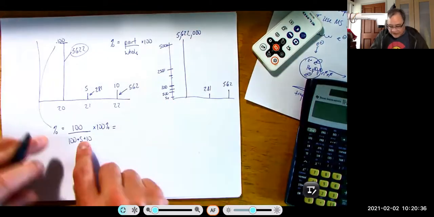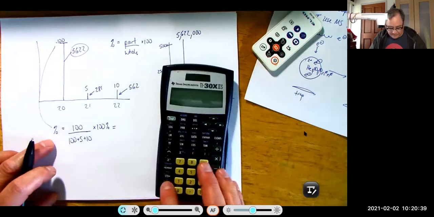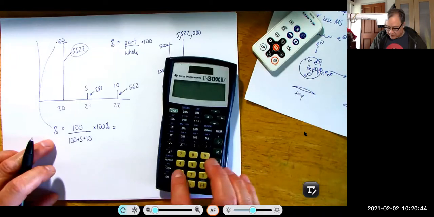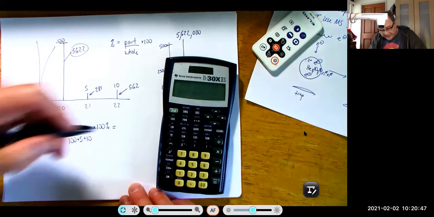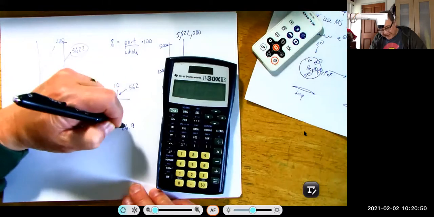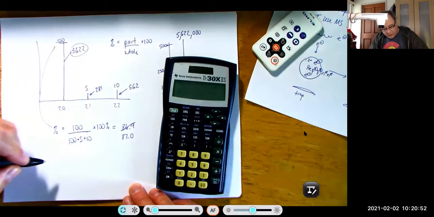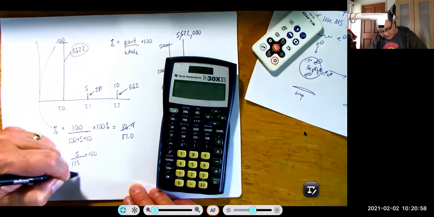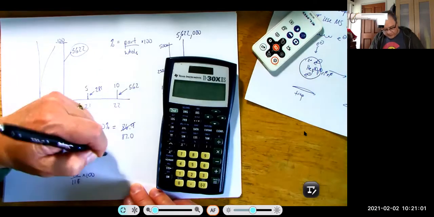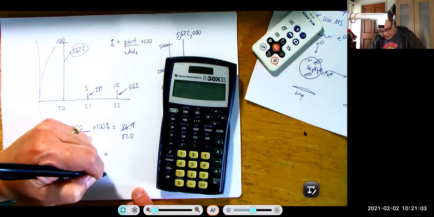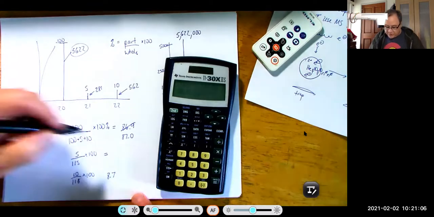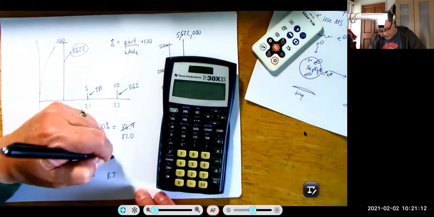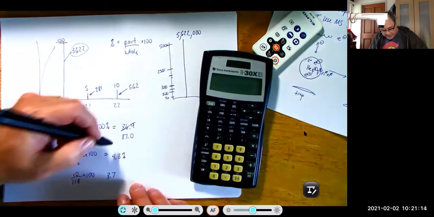So let's see what this percentage is of this big peak here. We get 100 divided by 115 and then times 100. And so this would be 86.9 or 87.0. This one would be 5 over 115 times 100. And this one would be 10 over 115 times 100. And respectively, this would be 8.7%. And this one would be 4.3%. And when you add these values up together, you're going to get 100.